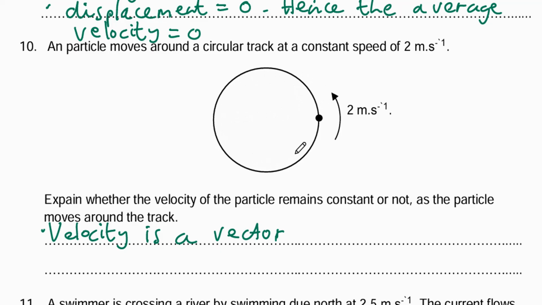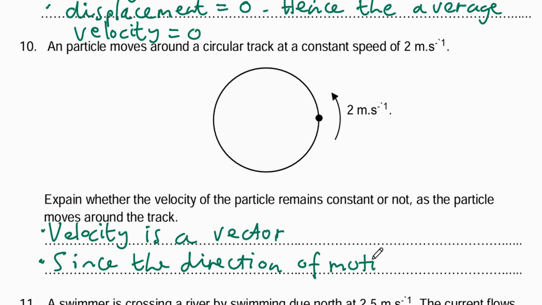Is the velocity constant? Well, the velocity changes direction as the particle moves around the track. So we're saying the direction of velocity changes. And the moment the direction of a vector changes, the vector itself will change. So we know velocity is a vector, since the direction of the particle or the direction of motion changes, the particle's velocity will also change.